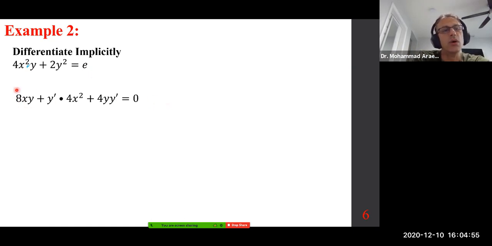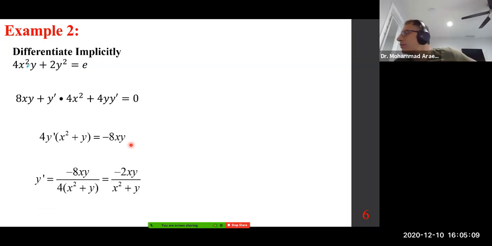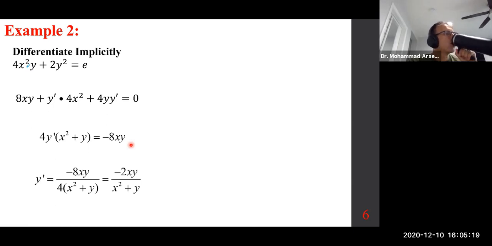Move the 8xy, factor out the y prime, divide, and you're done. So when we do that, moving this one, factor out the y prime, 4 times x squared plus y becomes the denominator of the right side. You simplify, there you have it. The point being, not a lot of calculus step, class. All right.